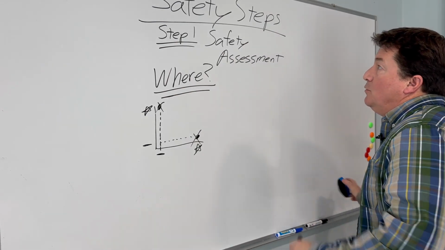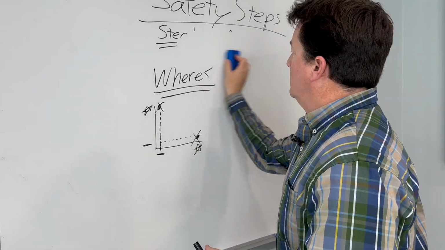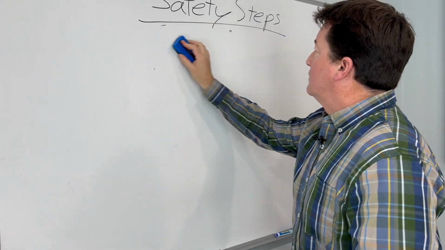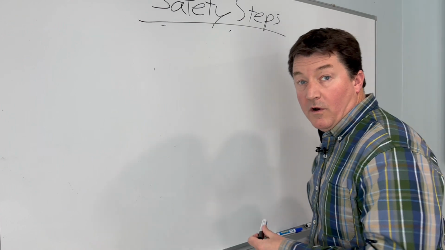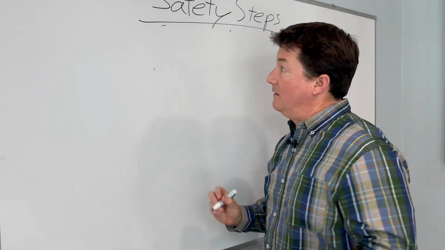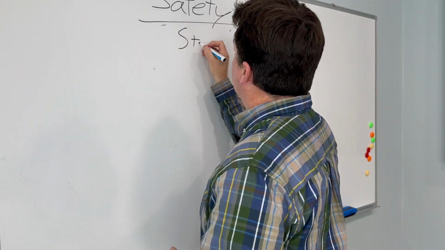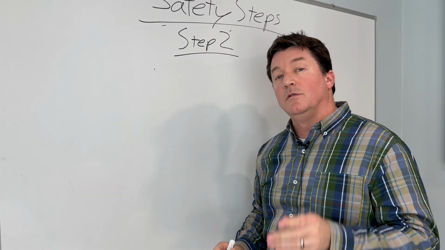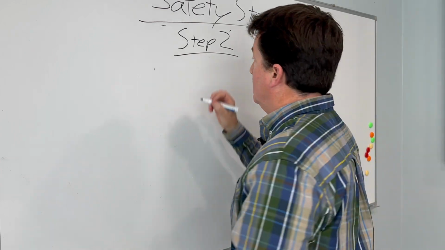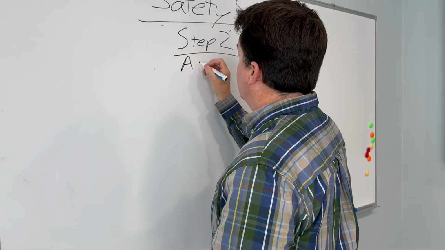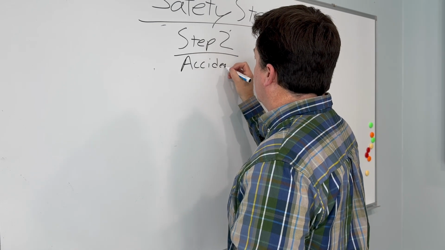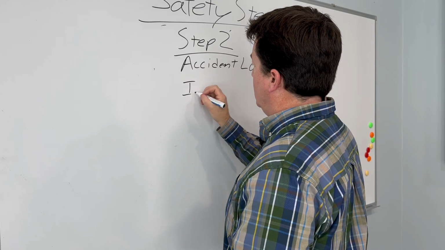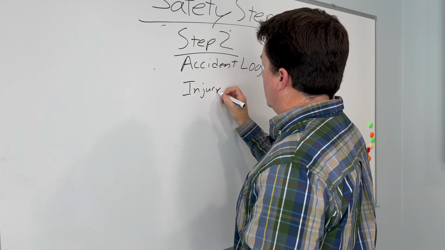Step number 2 is understanding where you're going and where you've been. So step 2 is you're going to dig through past records. Accident logs and injury records.